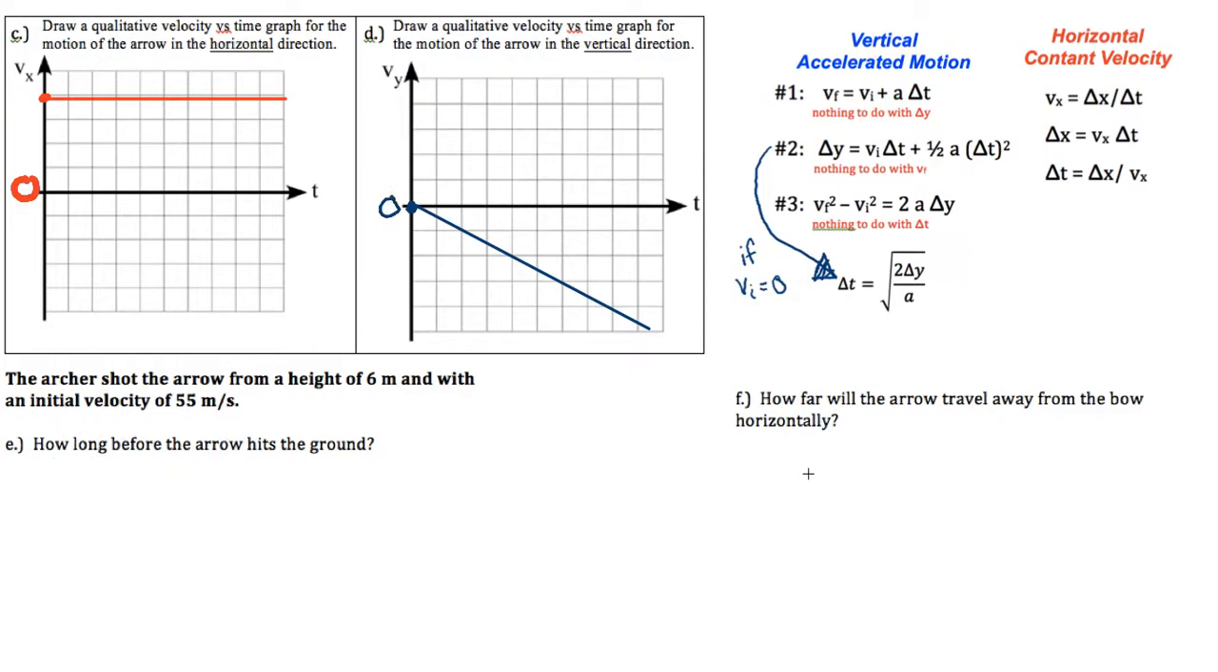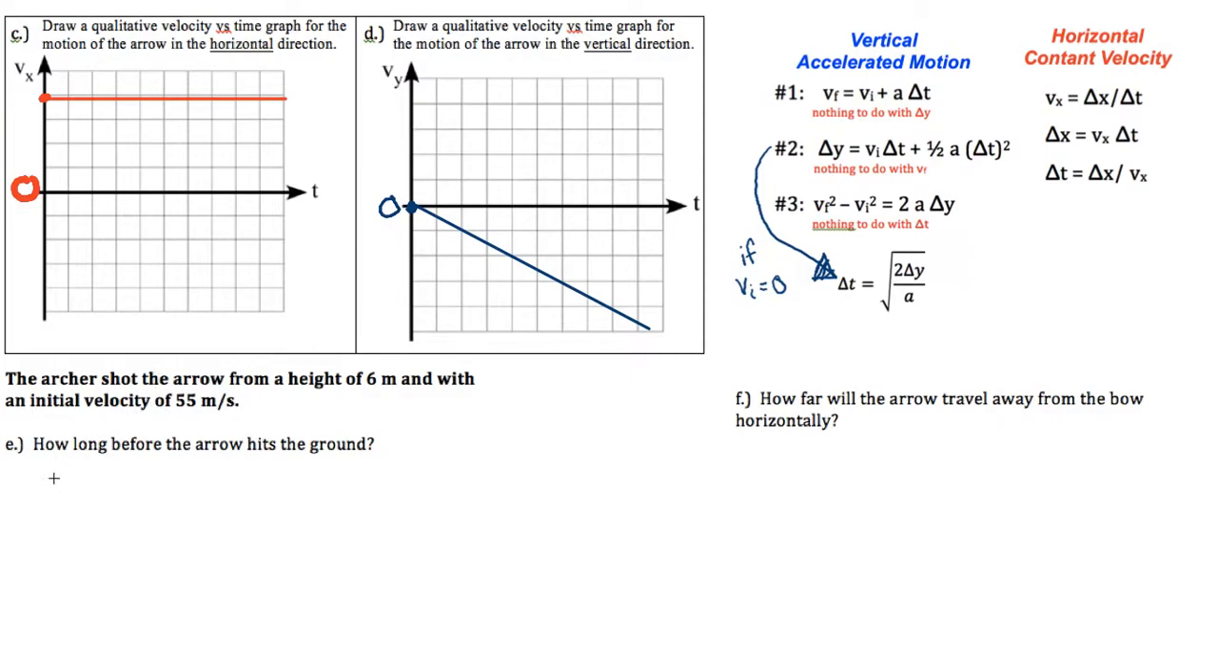Okay, now the calculation problems. So up here in this corner, I have the equations that you'll see on the board test day. Okay? E asks us how long before the arrow hits the ground. So we start by writing what we know.